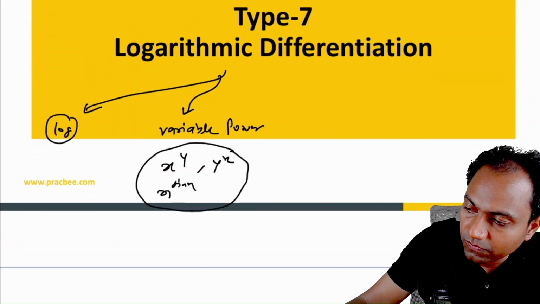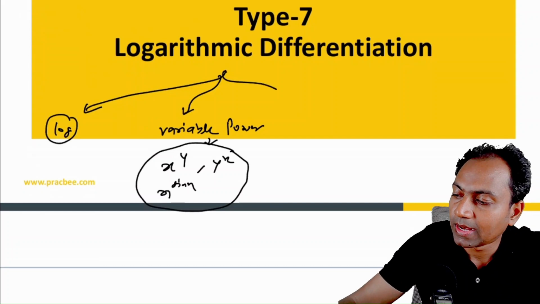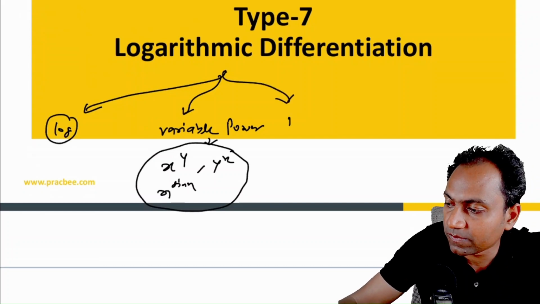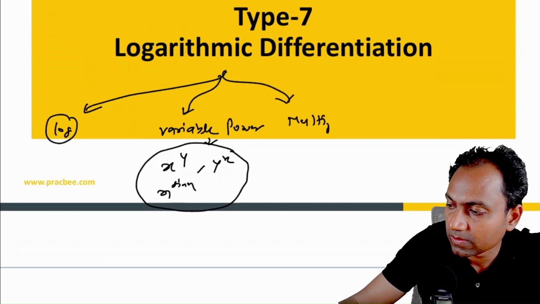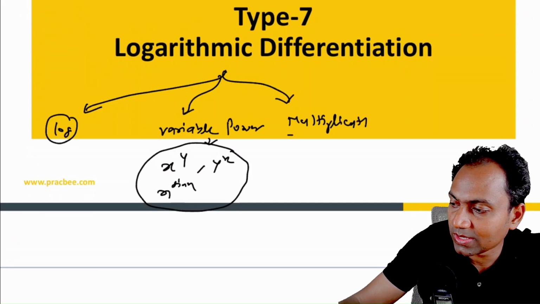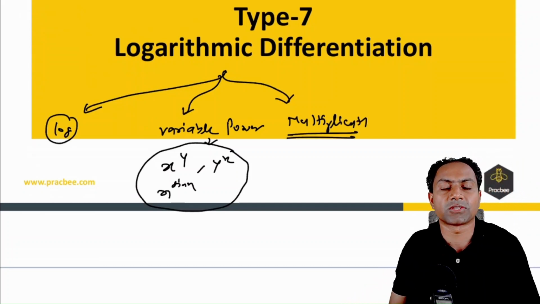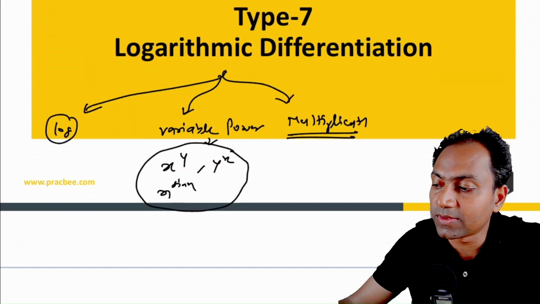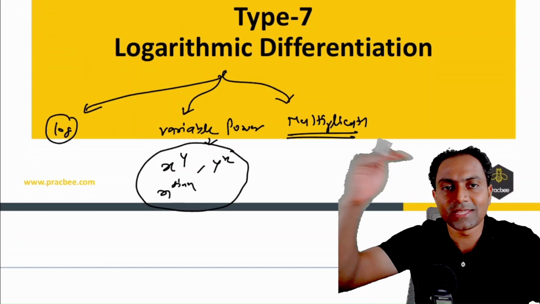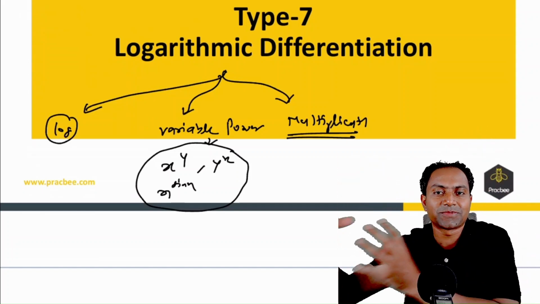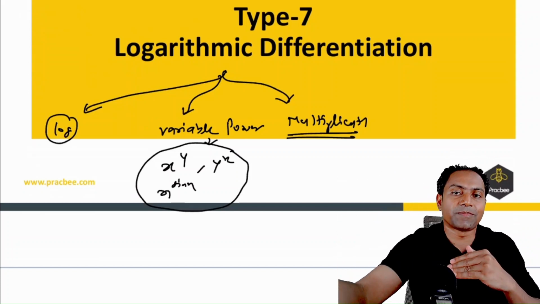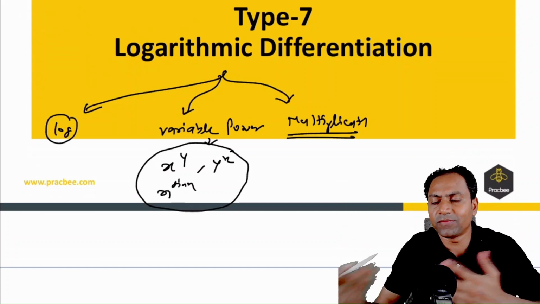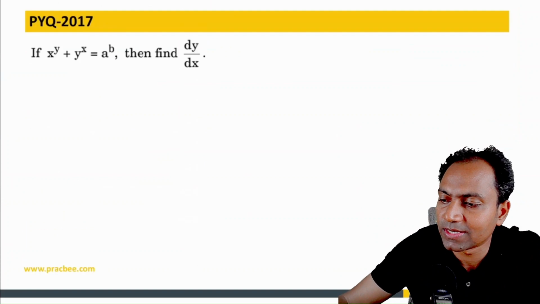Wherever you find this, you will have to apply this. And there is a third use case scenario, when a lot of multiplication is happening. So there are these three use case scenarios of this application. We will see what kind of questions were given in the board exams. But if these three things are happening, multiple terms getting multiplied, variables in the power, or log is directly involved, then we will use this kind of a scenario. Now let us understand this.